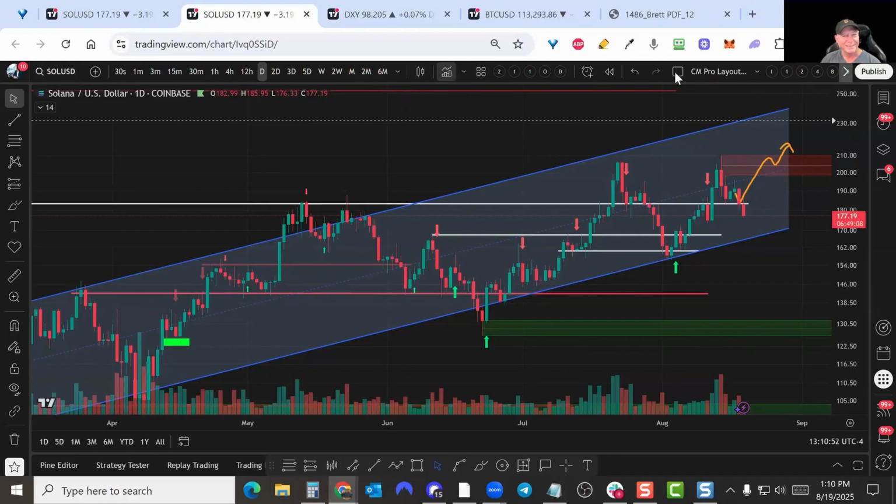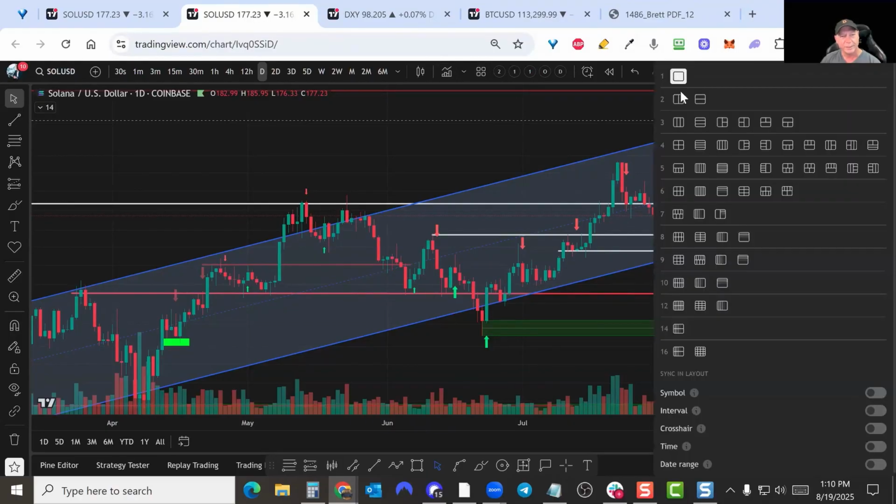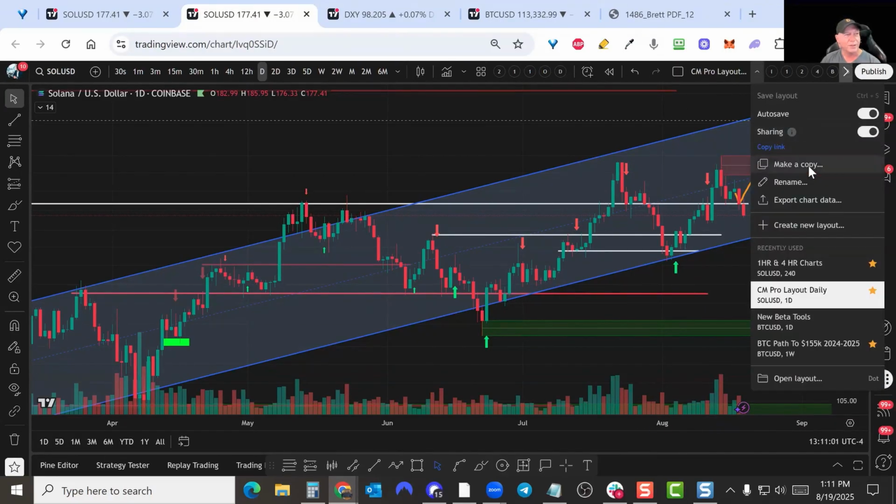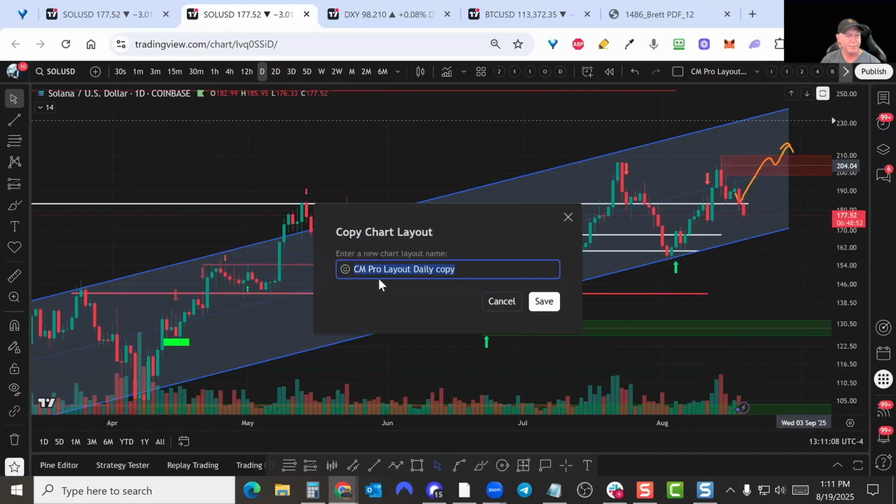And where you do the layouts is you have this button here where, if you wanted to make a split screen, you could say, I'm going to make a copy of this. I recommend you start with your daily layout. I can share my layout links if you'd like, but let's just say CM Pro Layout Daily copy. But I want to call it something else. So I might say test 1 hour and 4 hour layout.